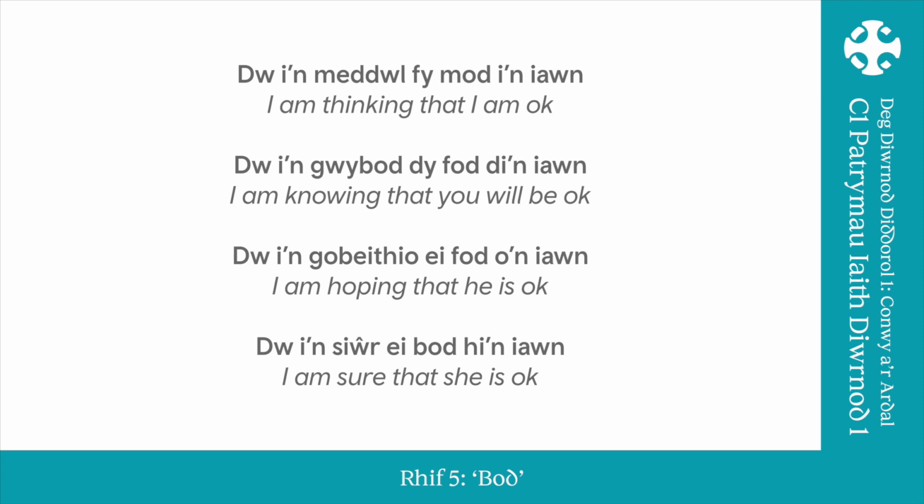If the bod is followed by a pronoun, then we use the possessive pattern from part 1. Here the English has been written as a literal translation rather than in common usage. Dwi'n meddwl fy mod i'n iawn. I am thinking that I am okay. Dwi'n gwybod dy fod di'n iawn. I am knowing that you will be okay. Dwi'n gobeithio ei fod o'n iawn. I am hoping that he is okay. Dwi'n siŵr ei bod hi'n iawn. I'm sure that she is okay.